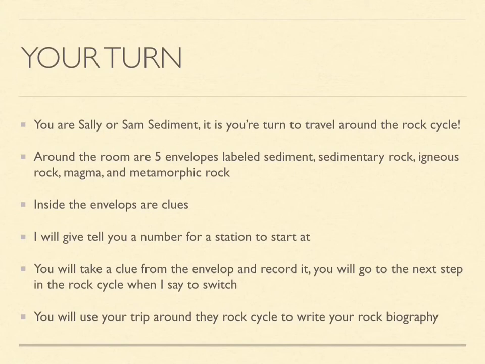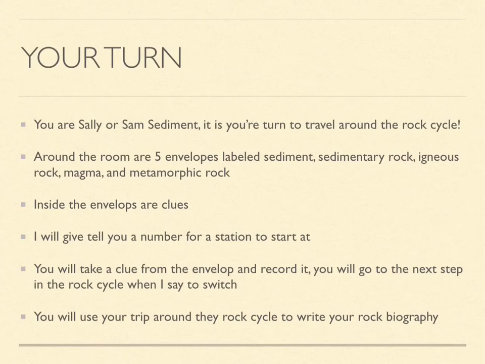Now it is your turn. You are either Sally or Sam's sediment, and you have to travel around the rock cycle. Around the room there are 5 envelopes labeled sediment, sedimentary rock, igneous rock, metamorphic rock, and magma. Inside each of those envelopes are clues. I will give you the number for the station that you are to start at, and when I say go, you will move to that station and select one clue from the envelope and record it on a sheet of notebook paper. You will then return the clue to the envelope, and when I say go, you will move to the next step in the rock cycle.